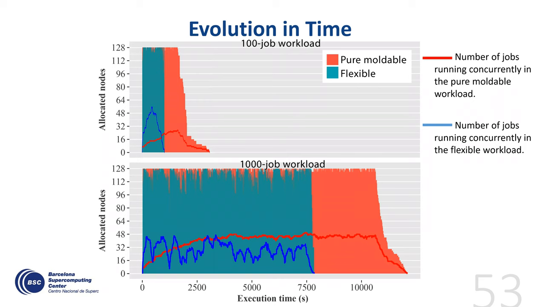Here we are comparing the smallest workload with the 1,000 job workload. We have, in the shapes of colors, the pure moldable and the flexible one. So we can see that the flexible is shorter, as said before. And we also have lines that show the number of concurrent running jobs.